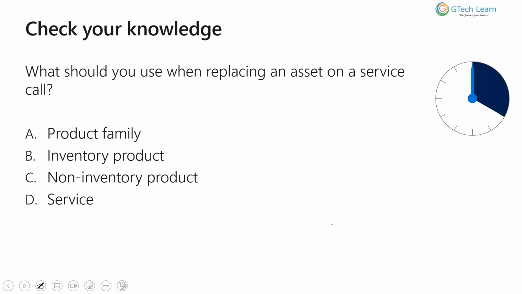The question is asking: what should you use when replacing an asset on a service call? Is it option A, product family? Option B, inventory product? Option C, non-inventory product? Or option D, service? Now we can start the timer here, and I request all of you to kindly go ahead and provide your answers in the chat.